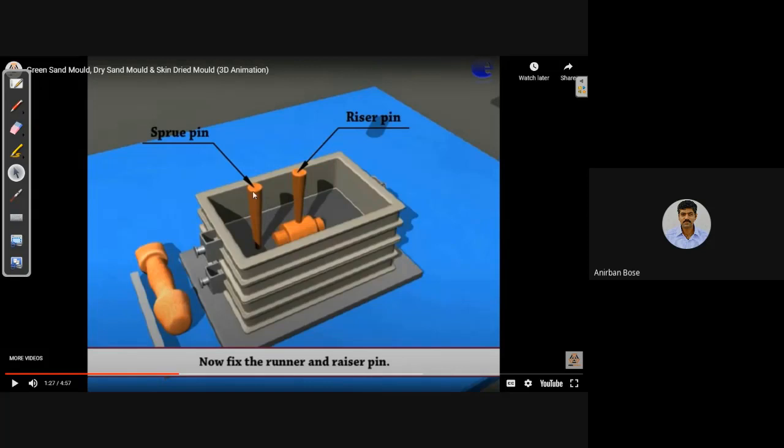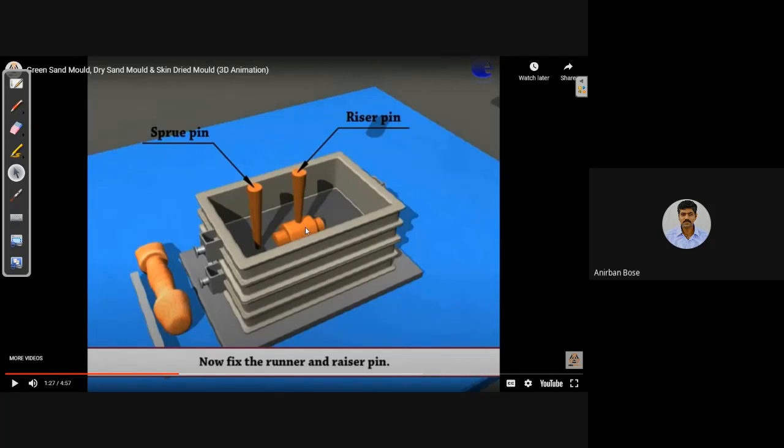This one is called the sprue pin, through which the metal is poured. This pin is going to create a cavity so that you can pour the metal into the mold. And this is called the riser pin. Through it, the excess liquid metal will come up, and we'll be able to understand that the complete metal has gone into that cavity, or, because of shrinkage, some of the liquid will be supplied from the excess that is there within the riser.